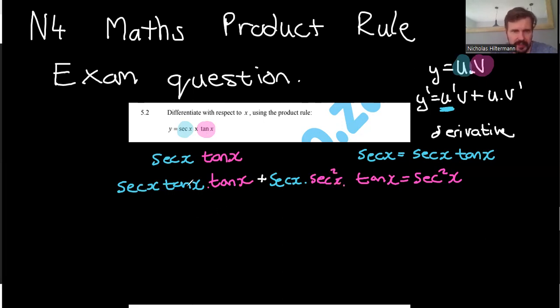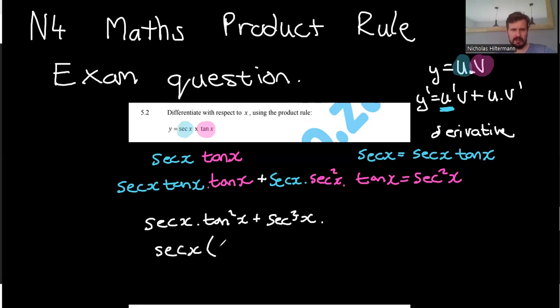Okay, and so we get, now when we tidy it up, sec x tan squared x plus sec cubed x. Now, if this was in the form of an equation where you had to solve, you could take the sec x's out. You don't have to here, but you could take them out and you'd have tan squared x plus sec squared x. But we don't have to do that because it's not an equation.